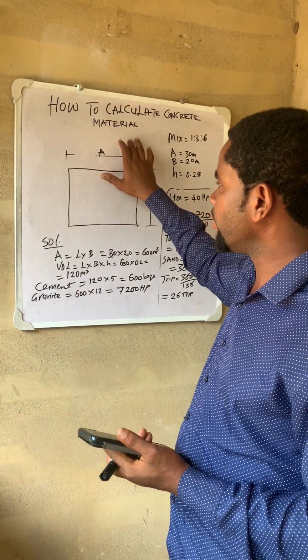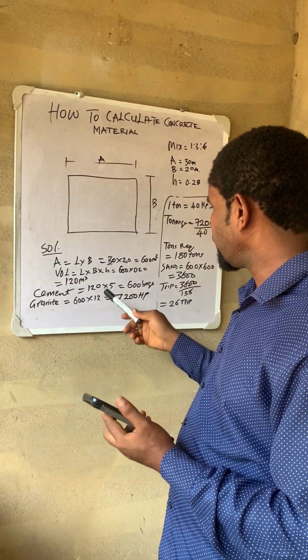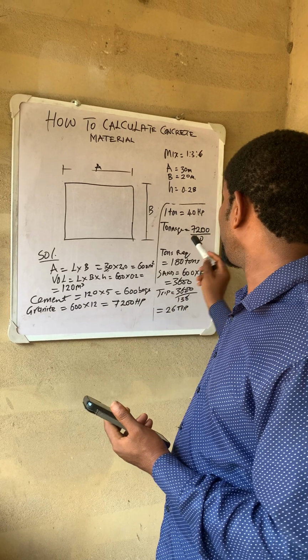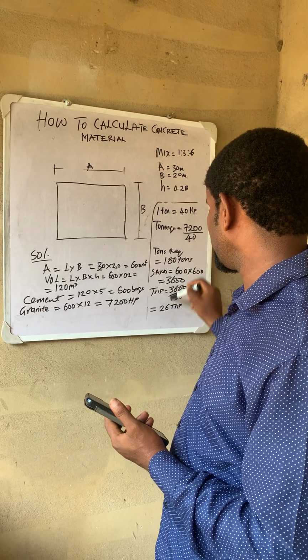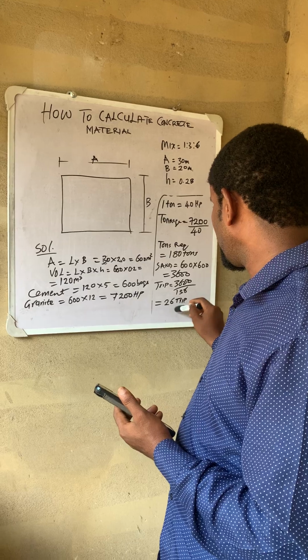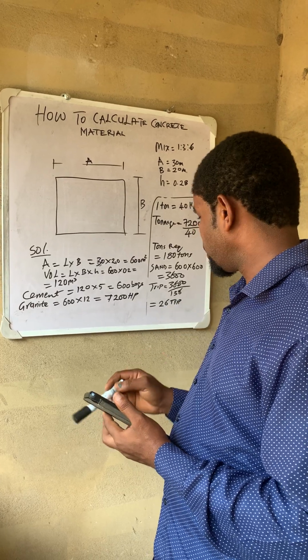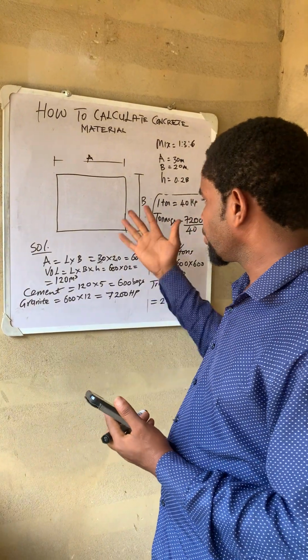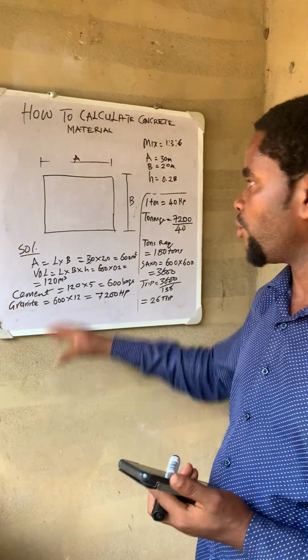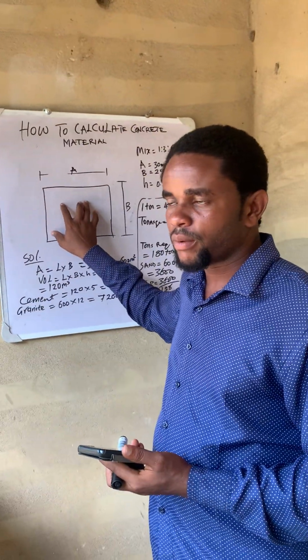So we have gotten our materials. Our cement will be 600 bags, our granite 180 tons, and our sand 26 trips of sand. So that is the material you are going to require to cast this place.